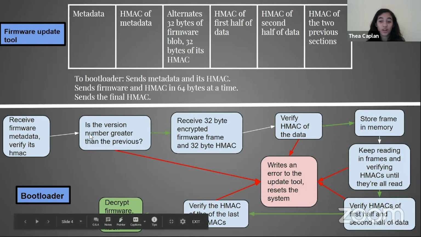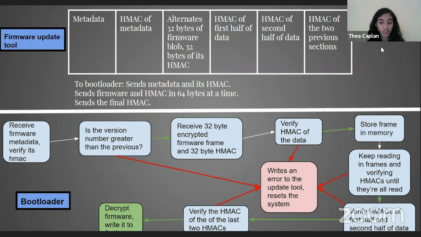Our update tool works by breaking up the encrypted file sent from the protect tool into metadata and its HMAC, frames with the HMAC attached, and the final 3 HMACs. The bootloader uses these HMACs to verify each frame and to check the integrity and authentication of the frames. If there are no errors, the bootloader will decrypt the ciphertext and write it to flash. When the update tool receives the message to update, the bootloader will boot with the new firmware.